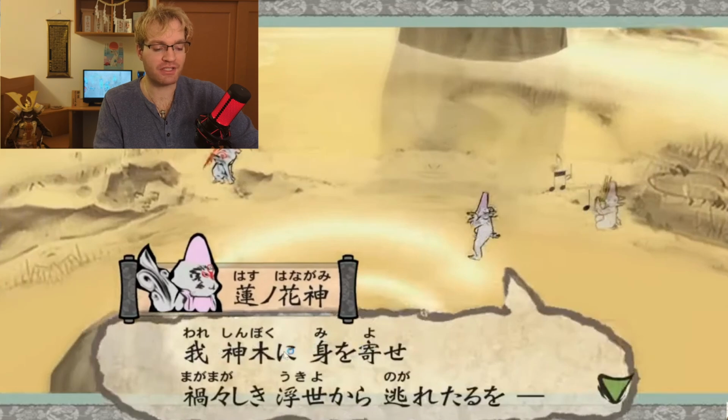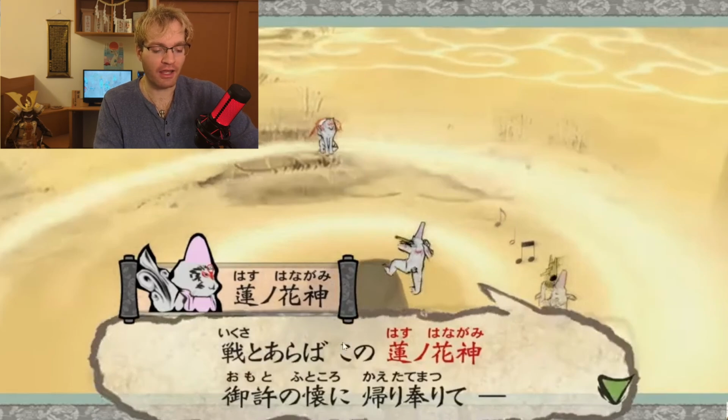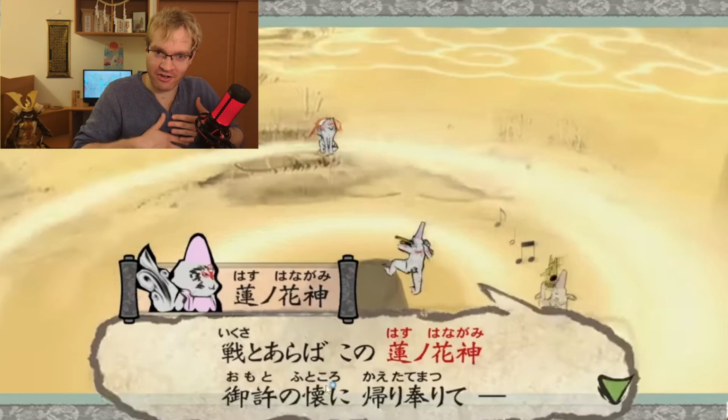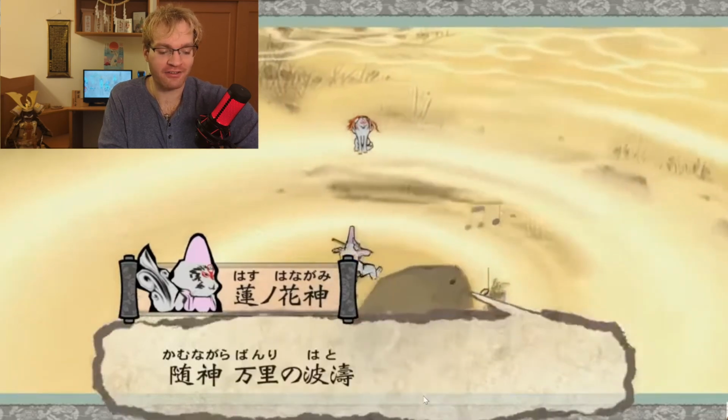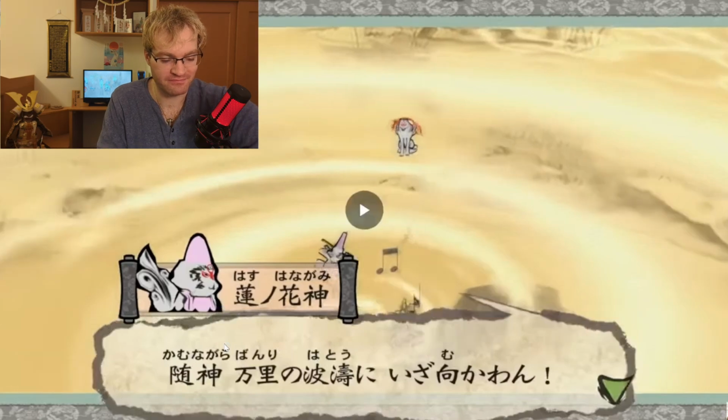I, coming to this sacred tree, escaping from the floating world, the transient, horrible, catastrophic world, in regards to that, if there is to be war, I, Hasu no Hanagami, I, flower god of the lotus, omoto no futokoro ni, to your pocket, to your breast fold. I'm sorry. It's because she's a goddess. To your heart, back to you, return humbly, kairi tate matsurite, and face the innumerable, the endless waves in a godlike manner, okay?